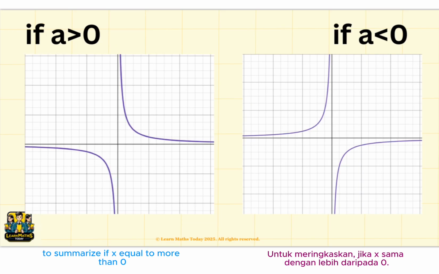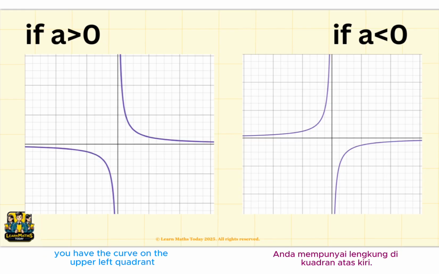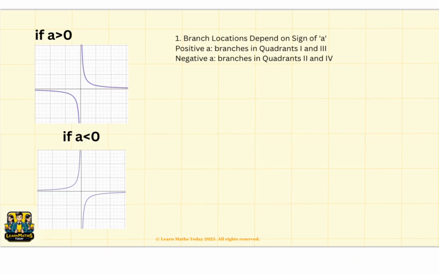To summarize, if the coefficient is more than 0, you have the branches in the lower left quadrant and the upper right quadrant. And if the coefficient is less than 0, you have the curve in the upper left quadrant and the lower right quadrant.